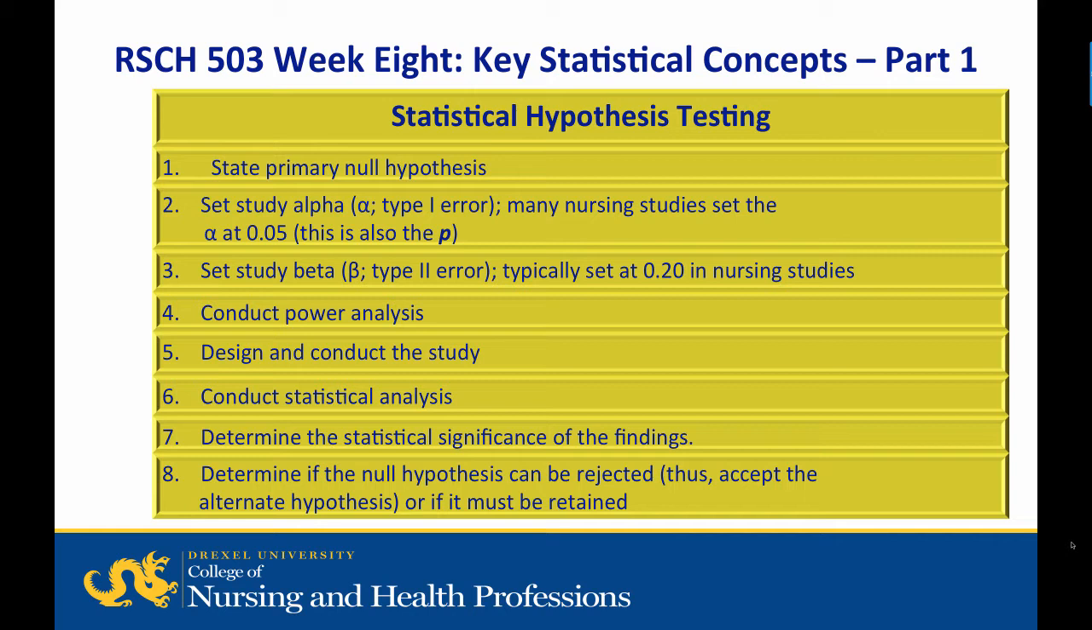We will have more on this in this session. Fifth, the researcher designs and then conducts the study. Sixth, statistical analyses are conducted. Seventh, the statistical significance of the findings is then determined. And finally, eighth, the null hypothesis is either accepted or rejected based on the statistical significance of the findings. If the null hypothesis is rejected, then the alternate hypothesis is accepted.